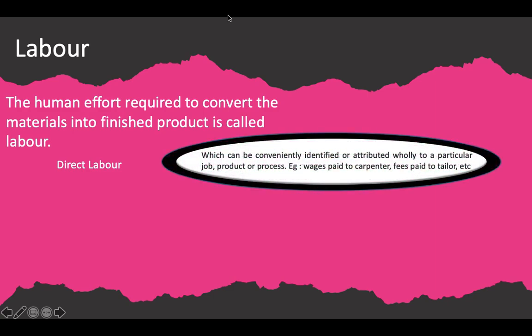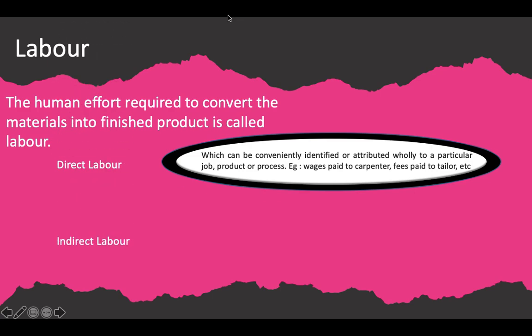Direct labor refers to one which can be conveniently identified or attributed wholly to a particular job, product or process. Example, wages paid to the carpenter, fees paid to the tailor, etc. These things can be considered as direct labor, where these things are directly involved in a particular product and can be easily identified in the particular product. That means the wages paid to the carpenter or the fees paid to the tailor are directly seen while they are paying those things. So these things are called as the direct labor.